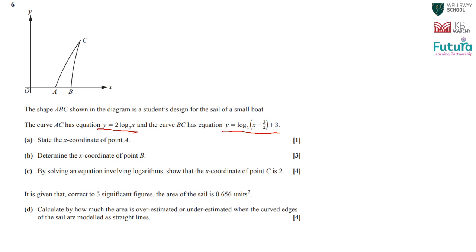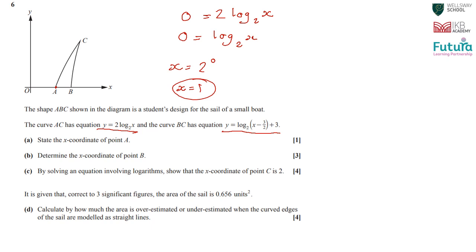So we can see here this x-coordinate is on when y equals 0, and therefore we just need to substitute y equals 0 into our first equation. So we get 0 equals 2 log 2x, like that. You could then just write 0 equals log 2 of x, like that. And then to solve that, you'd get x equals 2 to the power of 0, which is therefore 1. So A has got the coordinate 1, 0. The answer is 1.